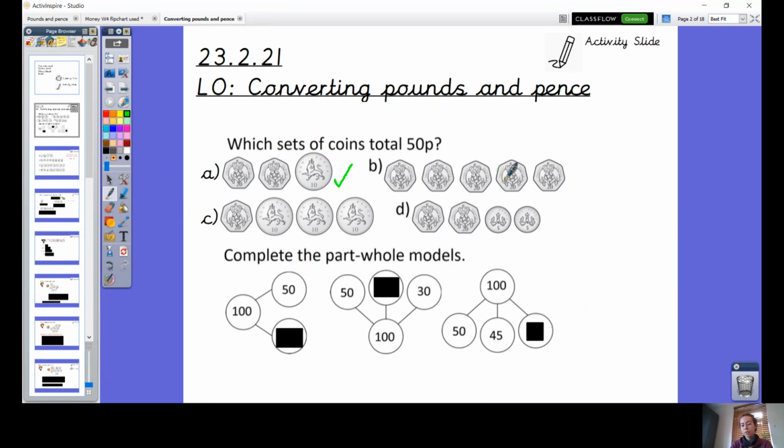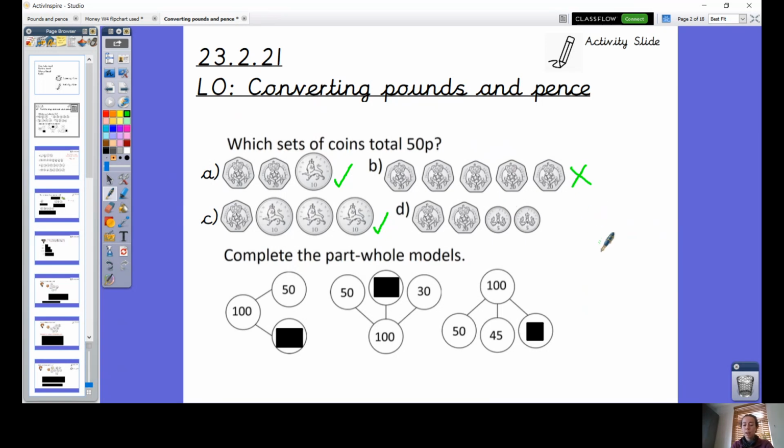Now set B, we've got 5 20p coins. Let's count in 20s. 20, 40, 60, 80, 100. Set B totals 100 pence, which is the same as a pound. So no, that doesn't total 50p. Let's look at set C. We've got 20p. Now let's count in tens. 30, 40, 50. Yes, that does total 50p.